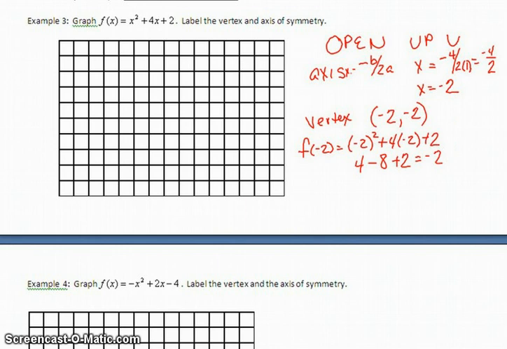And then I'll need to find some points. So I'm opening up. I thought I was going to have a straight line. Little did I know. Put my axes in for x and y. Graph my vertex. That's my first step. Negative 2, negative 2. And then I know that this is going to be my axis of symmetry.